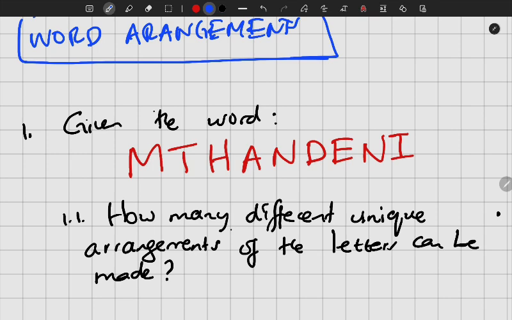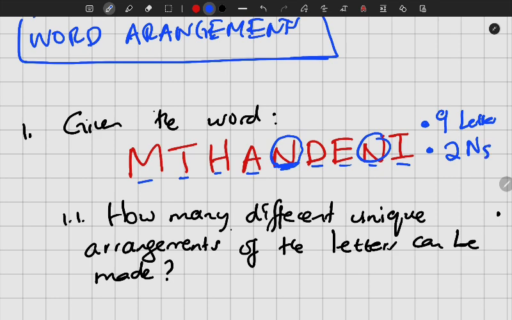If you look at this word, first you can see it has 1, 2, 3, 4, 5, 6, 7, 8, 9. So there are 9 letters, number 1. Number 2, we look at the repeated letters. So we have 9 letters. Which letters are repeated? We only have N here. So that N and that N. So we have 2 N's.